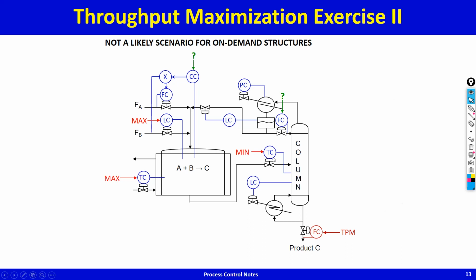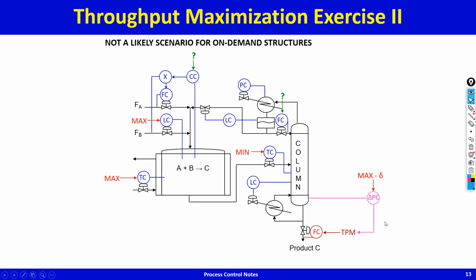If you have on demand structure and the column flooding is your bottleneck, then what you would be doing is doing this, and here too you will need a backup. Everything else is the same. However, the backup is going to be not very large, because you change the throughput manipulator, you change this flow, the level will change. As soon as the level changes, the level controller will change the steam rate. As soon as the steam rate changes, the boil up changes. So the variability in the boil up is sort of not immediate, but the dynamics is not very slow.